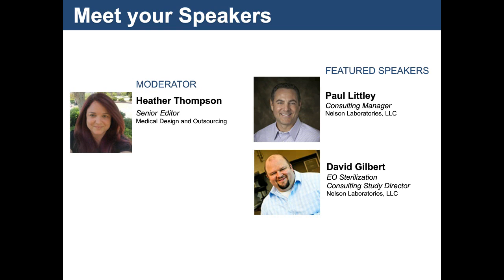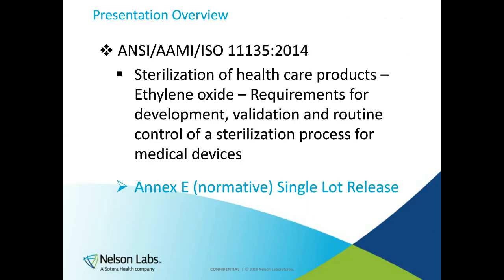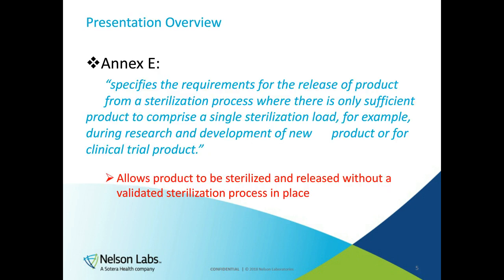Thank you, Heather. Hello, and thank you for joining us today for this webinar on ethylene oxide sterilization, revision of Annex E single batch release. My name is Paul Littley. I'll be co-hosting with David Gilbert, who is also more commonly known as Gib. In today's presentation, we will be discussing Annex E of ISO 11135, which is a normative section of the standard for single lot release. Annex E specifies the requirements for sterilizing and releasing products from a sterilization process without performing a sterilization validation of the process first. The process is considered fully validated and is specific to the lot or batch under test.